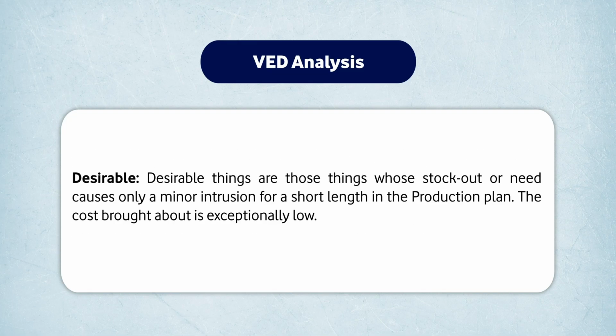Desirable items are less important than the vital and essential items. They are those items whose stock out or need causes only a minor intrusion, a short delay in the production plan, and the cost incurred is exceptionally low. Means the operation line cannot be disturbed much by them. So there are three categories: vital, essential and desirable.